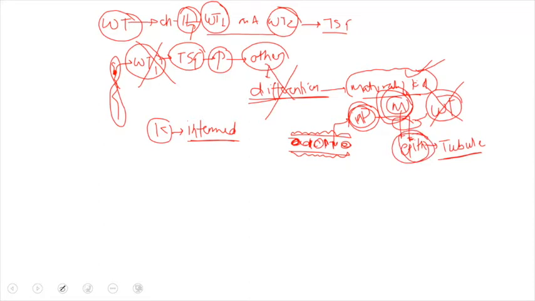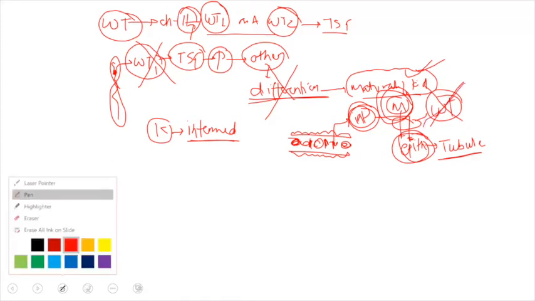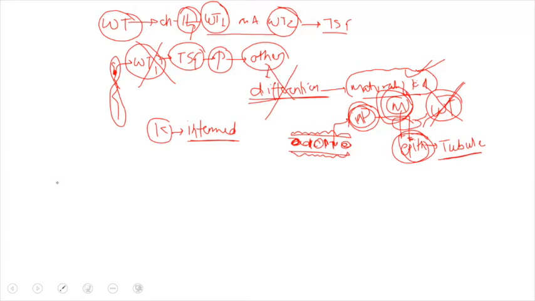So if there is a defect in this gene, if there is a defect in the Wilms tumor gene, then that will result in improper differentiation of the kidney, because of which the mesenchymal component of the kidney cannot be totally differentiated into the epithelial component, and because of this it will manifest with Wilms tumor.